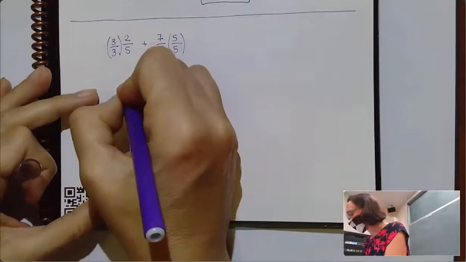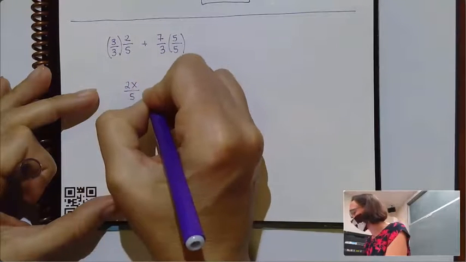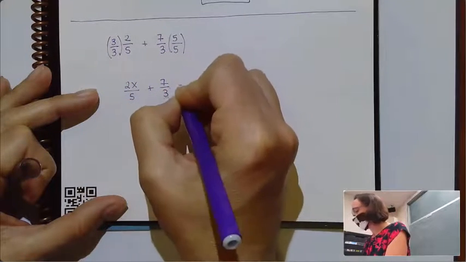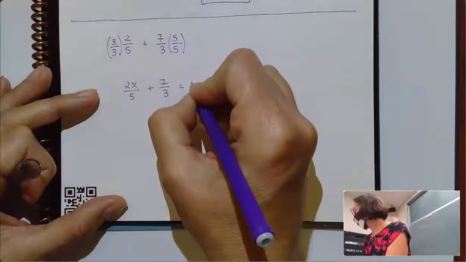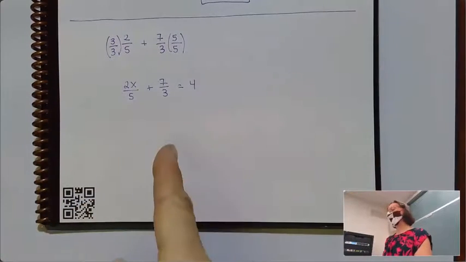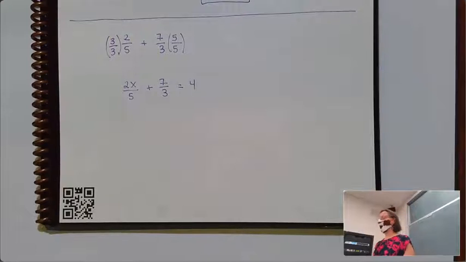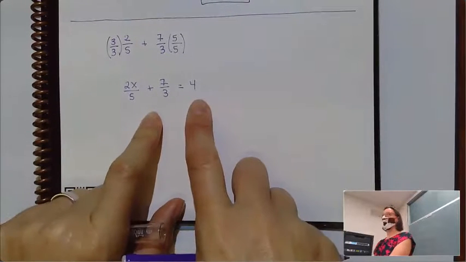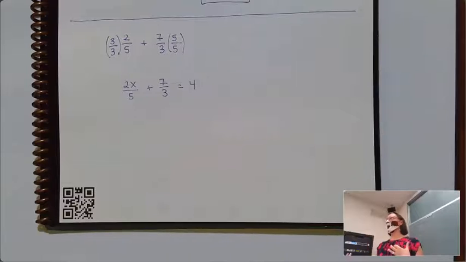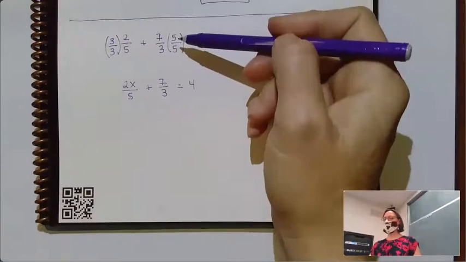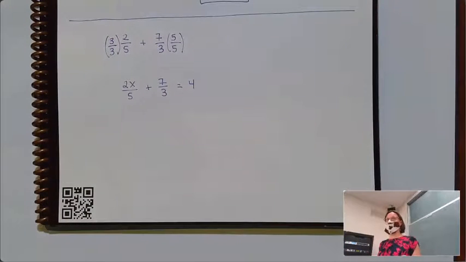If I had a different problem that looked like 2x over 5 plus 7/3 is equal to 4, now I'm not getting a common denominator. I'm multiplying both sides of the equation by something. Both of those are keeping my problem the same, right? So in this case, I'm multiplying by 1, which doesn't change something. If I have an equal sign and I multiply both sides of the equation by the same number, I also am keeping it the same.